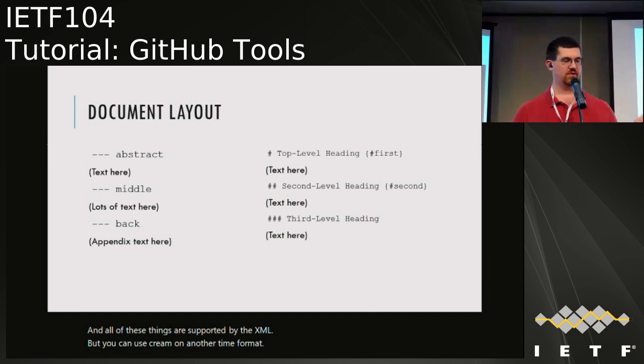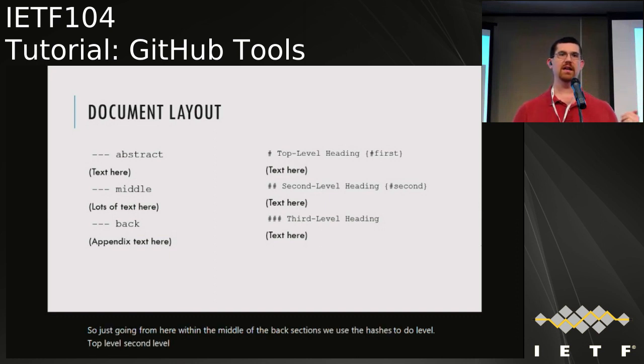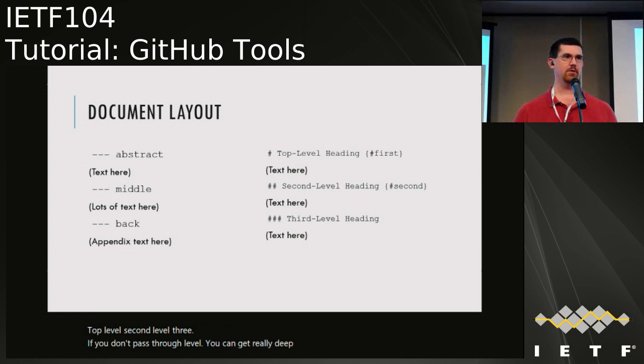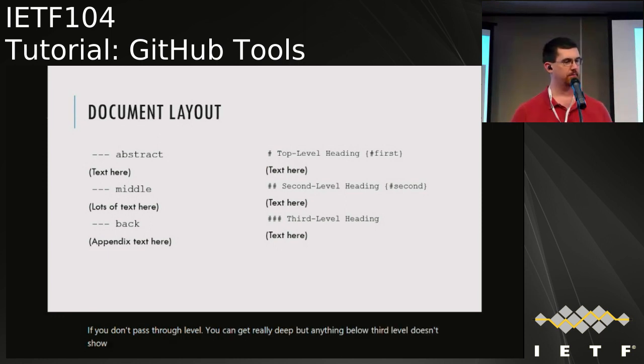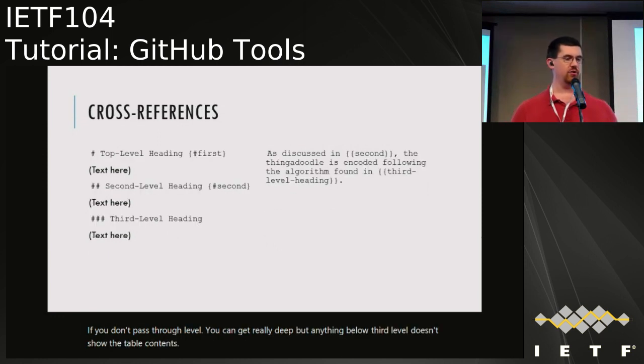So just skimming through here, within the middle and the back sections, you use the hashes to do top level, second level, third level headings. If you go past third level, you can get really deep, but anything below third level doesn't show in the table of contents.